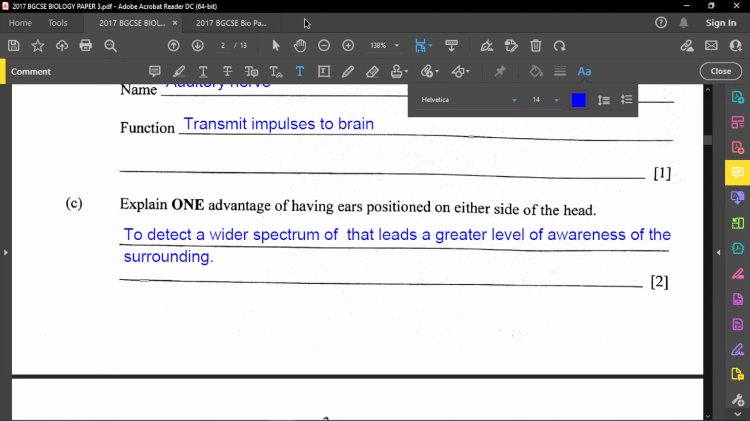And when I say spectrum, I don't mean different types. Well, it also means different types of sound, but I'm talking about range. I refer to range right here. So wider spectrum or range. Let me put in this slash range.